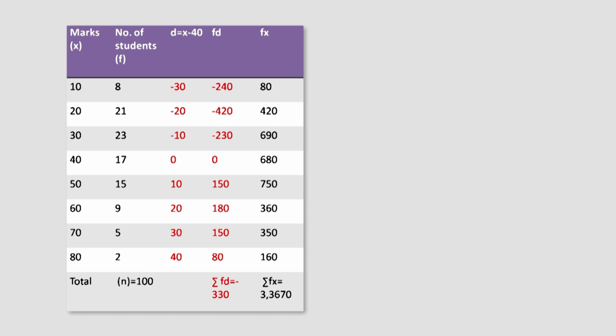Again, for 20 marks the frequency is 21. For 30 marks the frequency is 23, 40 marks 17, 50 marks 15, 60 marks 9 students, 70 marks 5 students and 80 marks 2 students. When you add up the frequency column, what are you getting? You are getting the number 100. That means in that class there were 100 students. So, the total number of observations was 100. In this case the population is 100, and the total number of observations is denoted by small n.